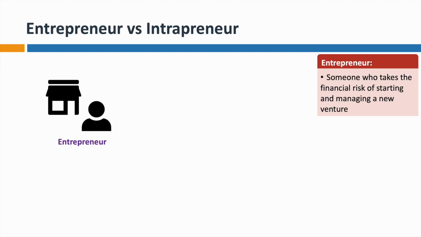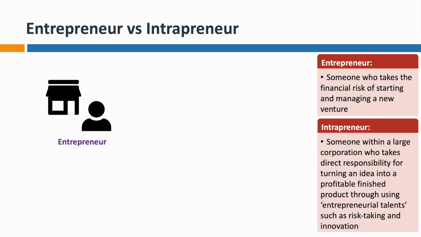Hi guys, in this video we're going to have a look at the difference between entrepreneur versus intrapreneur. So as we saw in the last video, an entrepreneur is someone who takes the financial risk of starting and managing a new venture. It's a person with skills, who has that risk-taking ability and can put different factors of production together to create a product that adds value and that customers are willing to pay for because it satisfies their needs and wants. But what is an intrapreneur?